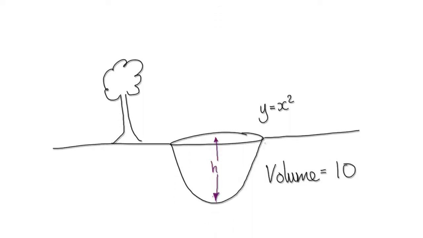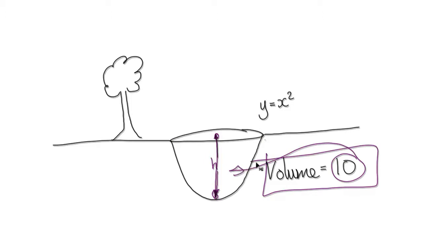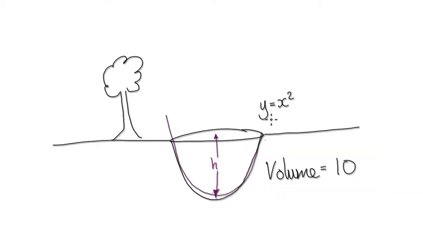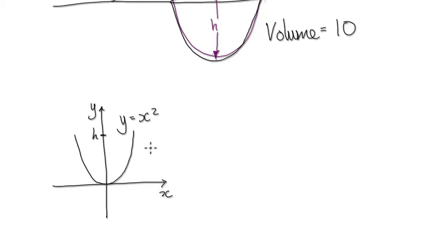Okay, let me give you guys a Calculus 2 problem. Let's say you're trying to design some sort of reservoir, where the shape of the reservoir must be in the form of y equals x squared. Find the height of your reservoir in such a way that the volume is precisely 10. For example, this shape here has to be in the form of y equals x squared.